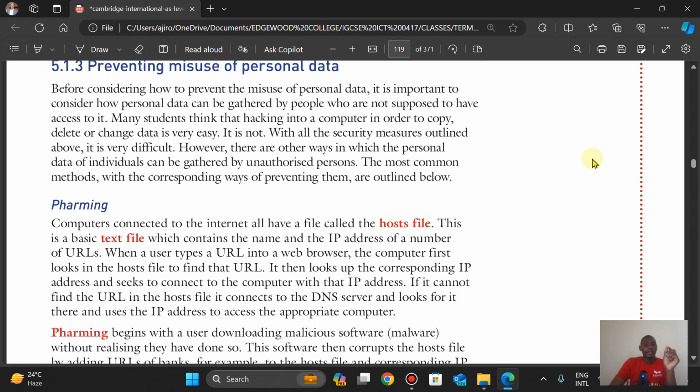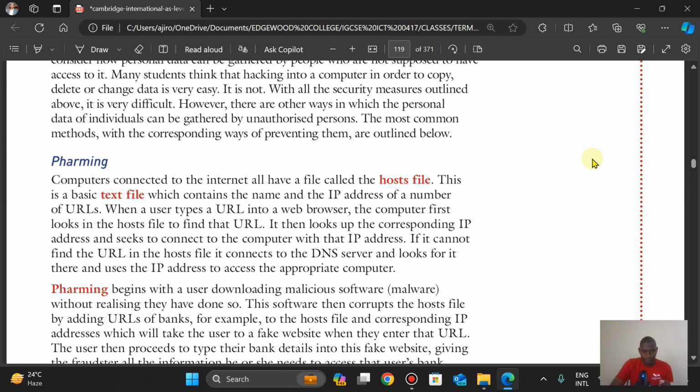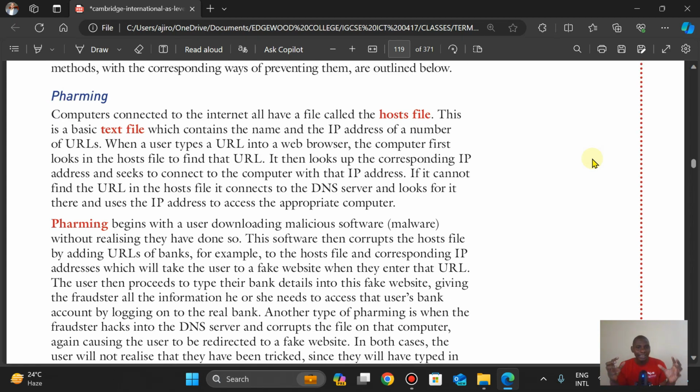If it's there, it uses the IP address to access the appropriate computer. Now, pharming begins with a user downloading malicious software without realizing they have done so. What do we mean by downloading malicious software? It could be a game, for all the gamers out there. Oh, I love this game. And this game might just be a Trojan horse. It might not be genuine, or malicious software can be attached to it, and by downloading it, you've downloaded the malicious software.